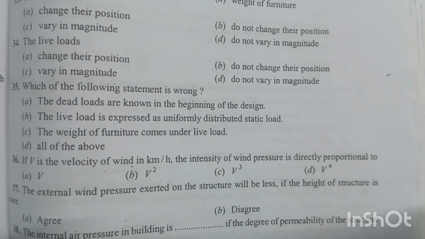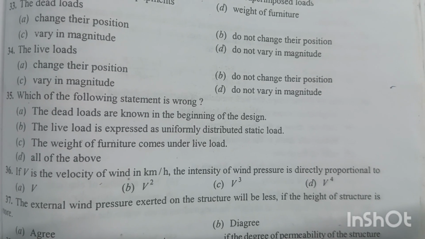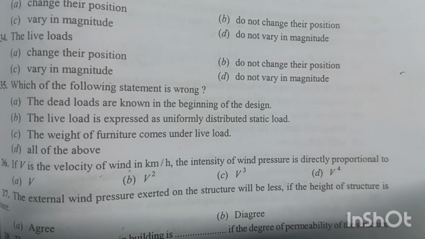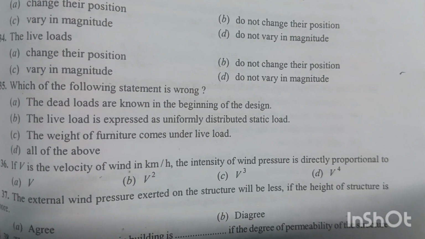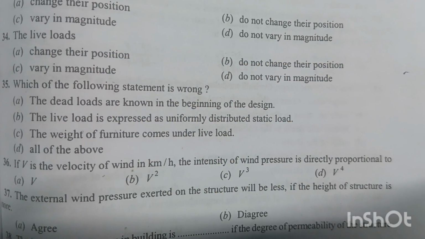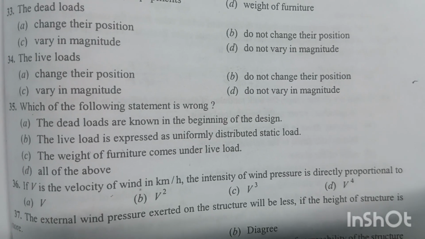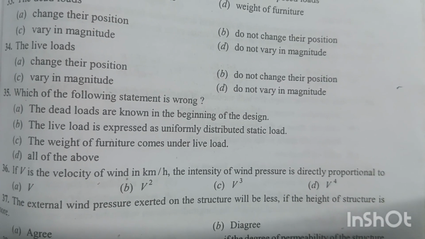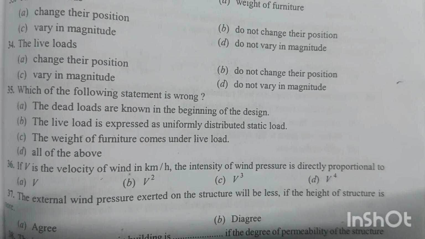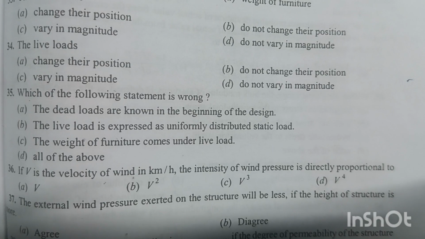Question number 36. If V is the velocity of wind in kilometer per hour, the intensity of wind pressure is directly proportional to, we know intensity of wind pressure P is equal to 0.6 into Vz square, where Vz is the design wind speed, which is equal to K1 into K2 into K3 into Vb, where Vb is the basic wind velocity or velocity of wind in kilometer per hour. K1 is the risk factor, K2 is the terrain factor, and K3 is the topography factor. So from this relation, we can say intensity of wind pressure P is directly proportional to V square. Option B is right answer.